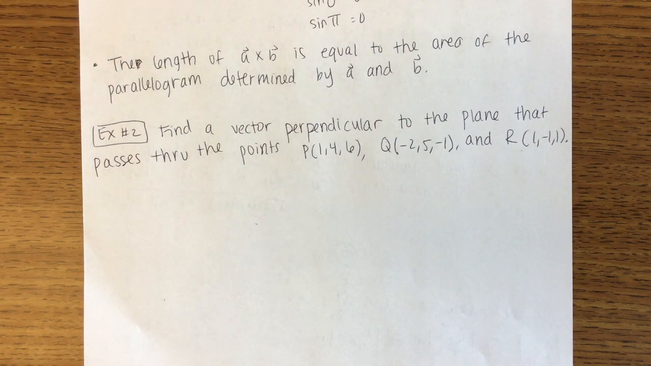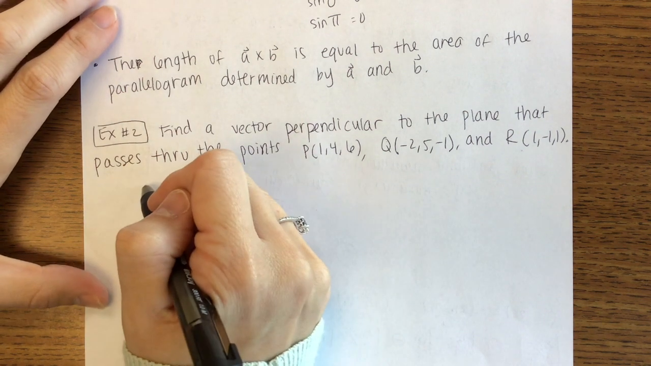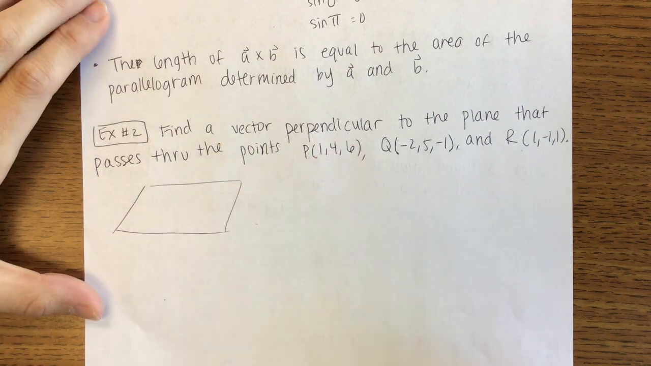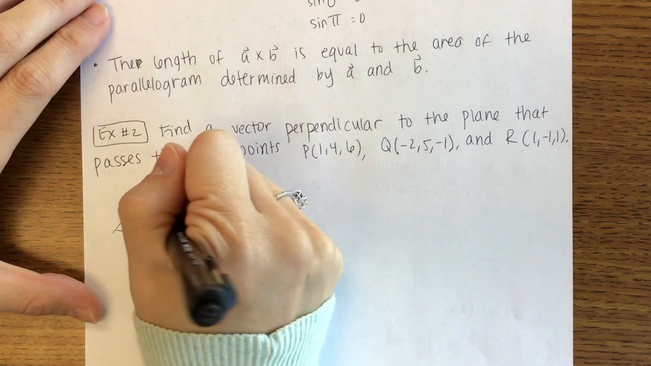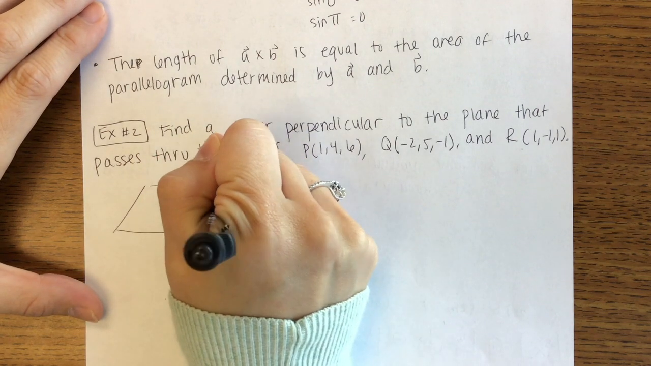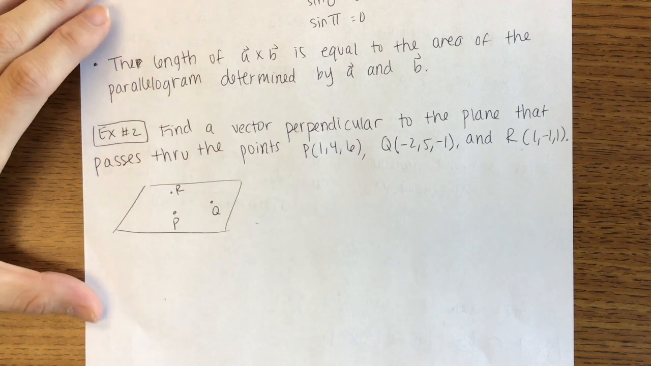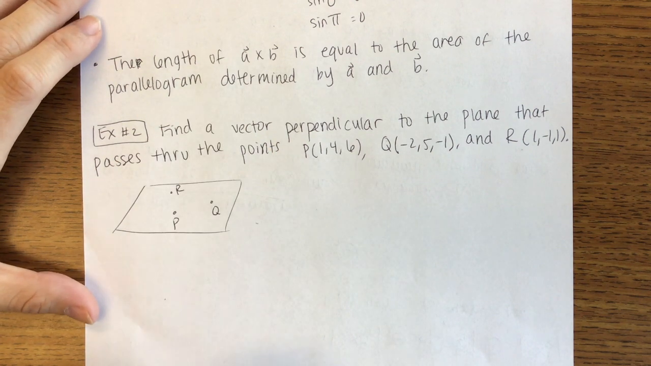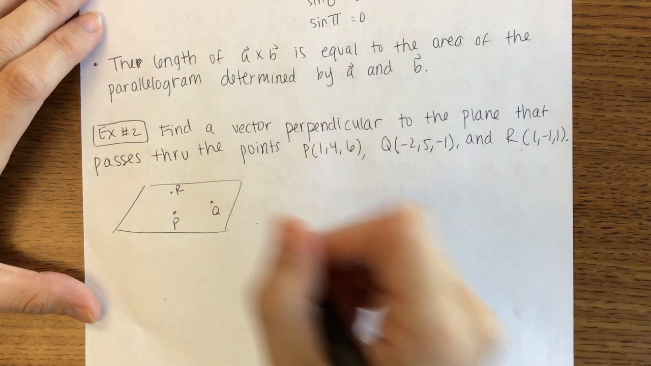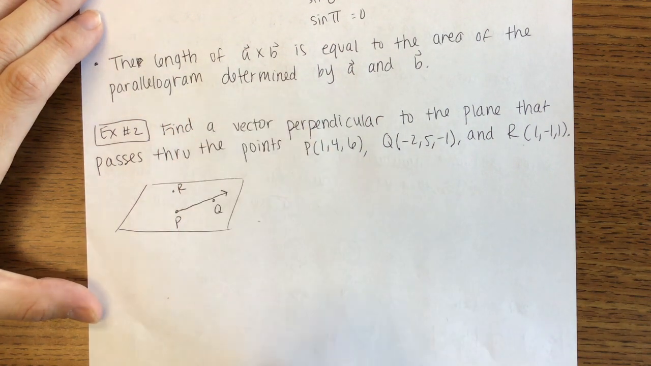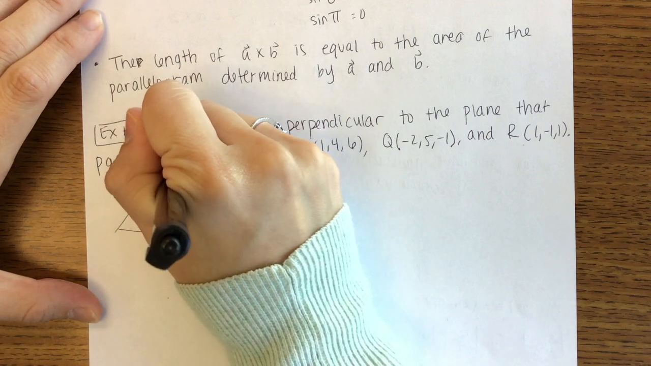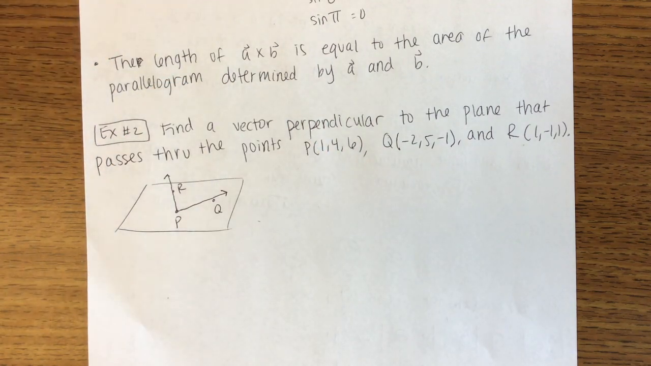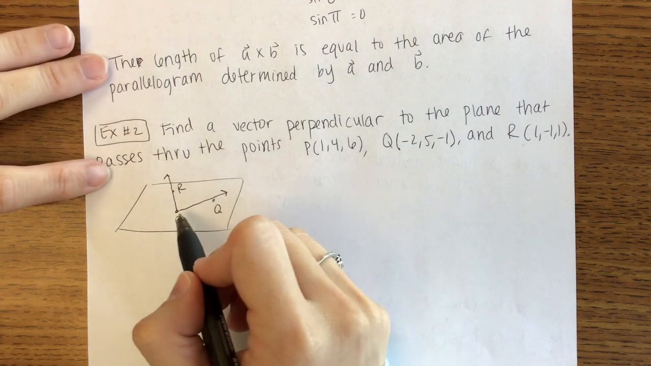Okay, before we do any calculations, I want us to look at what we're looking at right now. So we have some plane and it has these points P, Q, and R. Let's say maybe P is here, Q is here, and R is here. We want a vector that is perpendicular to this plane, the plane that passes through all 3 points. So we could draw in this vector here, and this vector here. Now, once we have 2 vectors, we know how to find another vector perpendicular to these 2. So let's start by finding these 2 vectors.